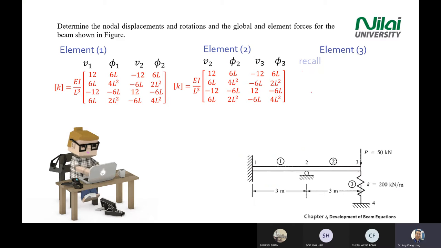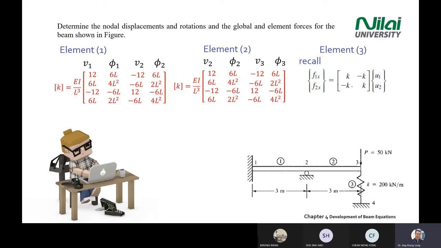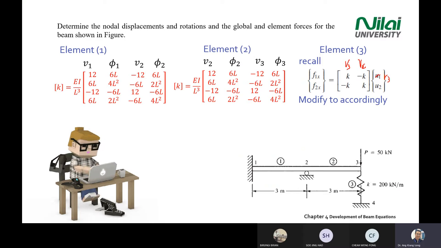Then element 3, the spring. Recall the spring equation. Your K is this one: K, minus K, minus K, K. Alright, and then you label their coordinates. So this one is V3, this one is V4. Again, because our direction is in y direction, this one changed to V3, this one changed to V4 already. Although this equation is F equal to KD, we change according to the orientation of the system. Okay, and then you label with your pencil V3, V4.